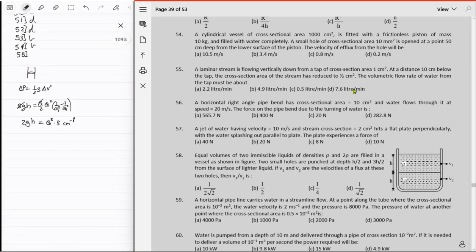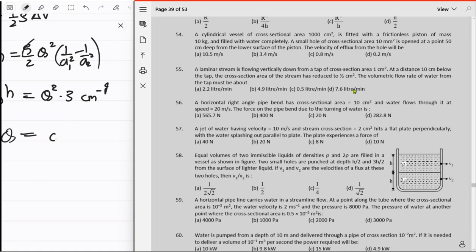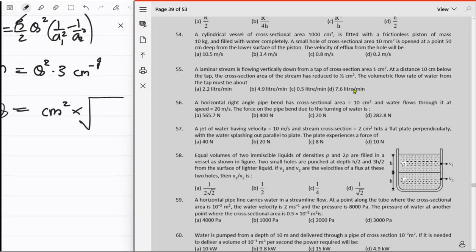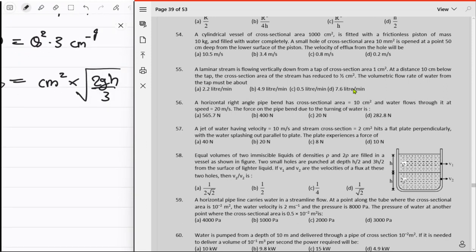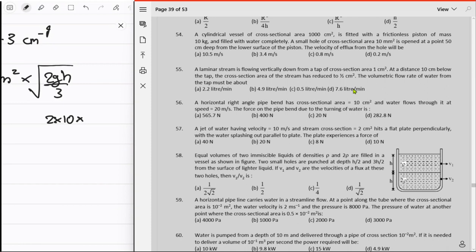So what that means is Q is just equal to centimeter square times square root of 2gh upon 3, right? Which is how much? So what is this thing? g is just 10. Then what is h? 10 centimeters. Oh God, 0.1 upon 3. Okay, which is like 0.2 upon 3. Sorry, 2 upon 3. Just 2 upon 3. And this is having weird things.